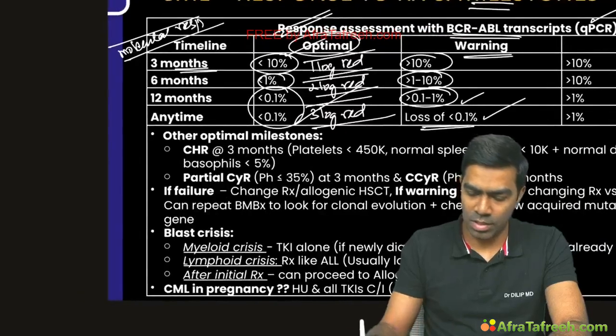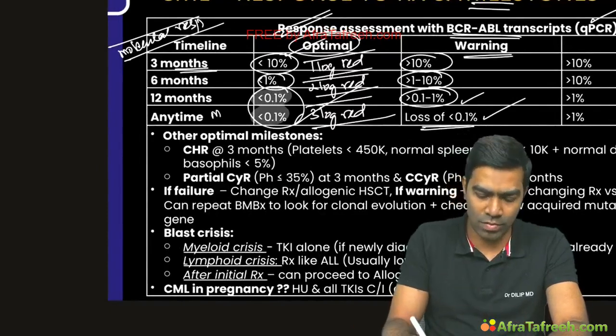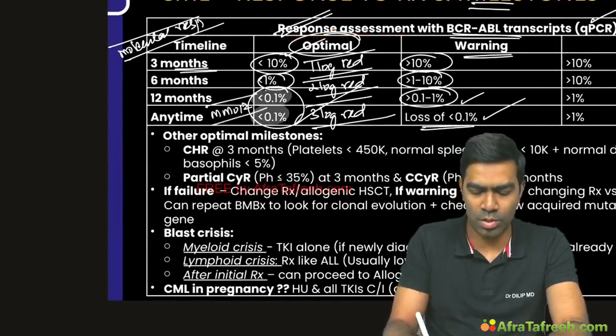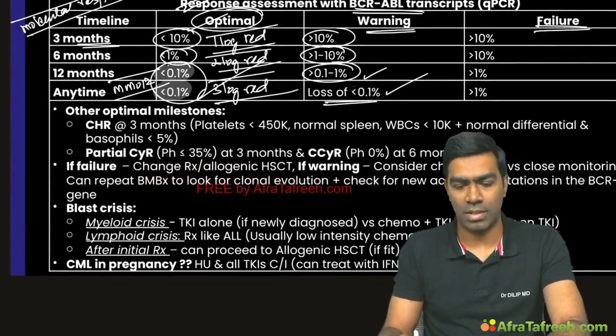So remember, if you have a BCR-ABL mRNA transcript level of less than 0.1%, that is a 3 log reduction, it is also referred to as major molecular response, MMR. So loss of MMR at any time is regarded as a warning.